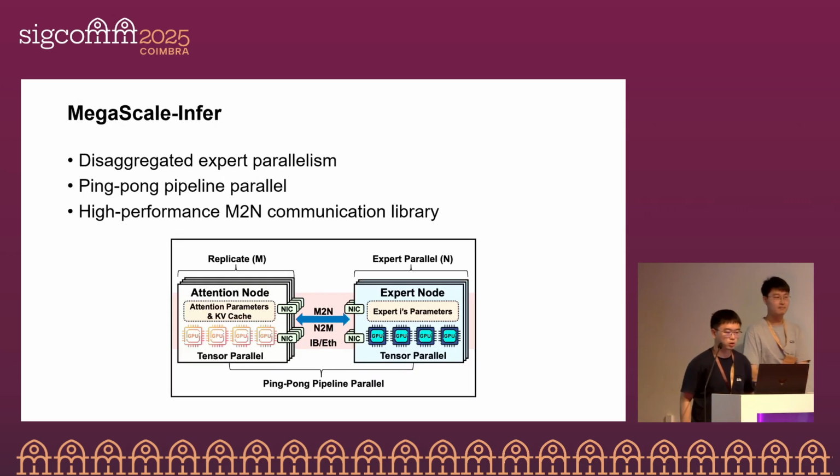To fully exploit attention and FFN disaggregation and tackle the two challenges, we propose an efficient MoE inference system called MegaScale-Infer. Its key innovation is disaggregated expert parallelism, which deploys attention and FFN modules separately. We also introduce a ping-pong pipeline to maximize resource usage and a high-performance M2N communication library to reduce extra communication overhead.